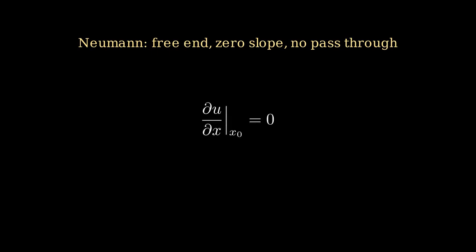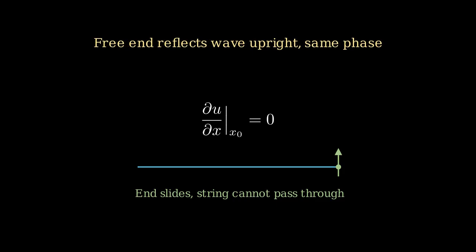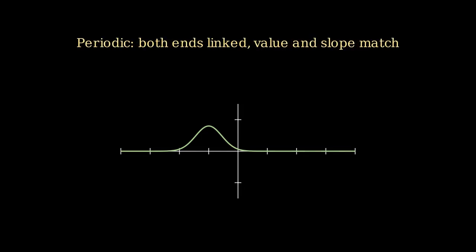A Neumann condition fixes the slope at an end instead. In words, ∂u/∂x at that end equals 0. Physically, this means the end is free to move up and down, but the string cannot pass through that point, so the wave reflects there instead. Looking at the same curved view, the free end can slide vertically, but the tangent line stays flat there. A wave arriving at this end reflects back the same way up, not inverted.